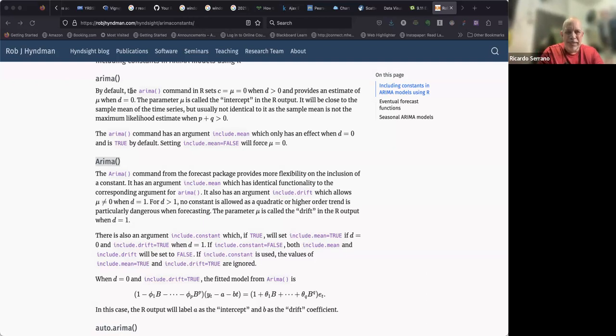So now we have the ARIMA model 2-1-2, and then we say include constant false, so that will get rid of the constant. So what happens when you try to run it? Boom, error. It cannot compute this without the constant, in other words.